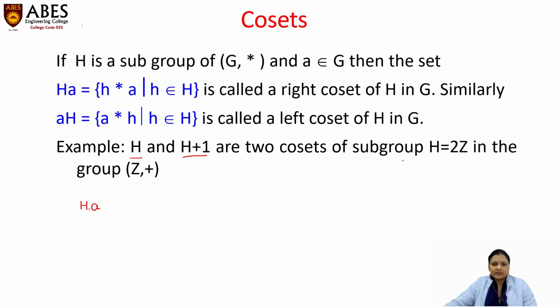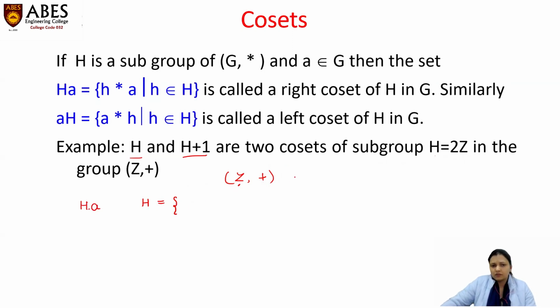So I will elaborate this example. Here the group given is (Z, +). We know that (Z, +) is a group. It satisfies all four properties of a group: closure, associative, identity, and inverse. So this is a group, as already given in the question. The subgroup here is 2Z. If we expand the set of integers, H will be 2Z.